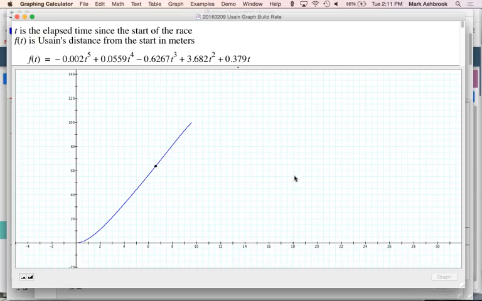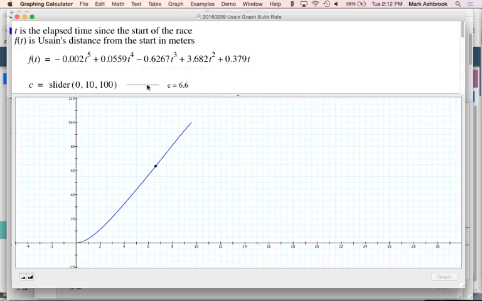And so what we want to do is, what kind of function is this? This is the idea of a function that's just giving us a quantity, his distance from the start, as a function of his time since he started the race. So I want to know, say at this point right here, 6.6, what is his rate of change of distance with respect to time? What is his speed?